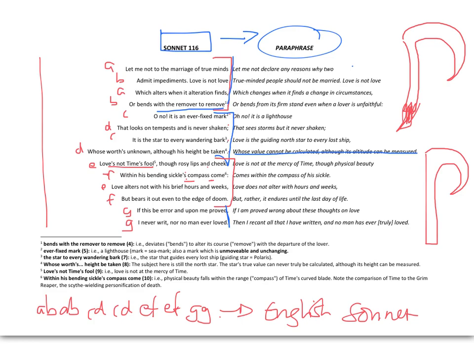And Shakespeare admits that, you know, rosy lips and cheeks within his bending sickle's compass come. He's admitting that whilst time won't affect love, time will affect your looks. The young, beautiful man or woman that you married or you were with, in time, yes, they will lose their looks. They're not always going to be beautiful. They're not always going to be immortal. They're not always going to be gorgeous.